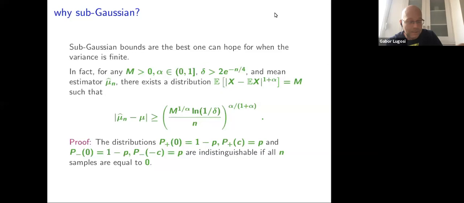It's in that survey that Sasha mentioned. I'm not going to go into that. So the median of means estimator is optimal in a kind of strong sense.